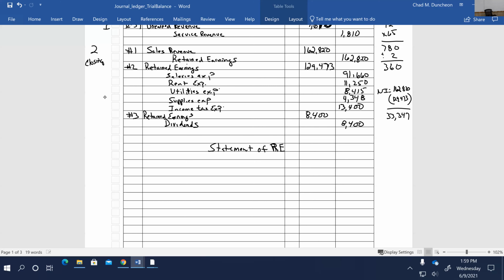Finally, it asks you to make a statement of retained earnings. So remember, we'd have the company name, statement of retained earnings, for the year ending. Start with our beginning retained earnings, which was given to us at 32,000, plus our income, which we calculated at 33,347, minus our dividends, 8,400.